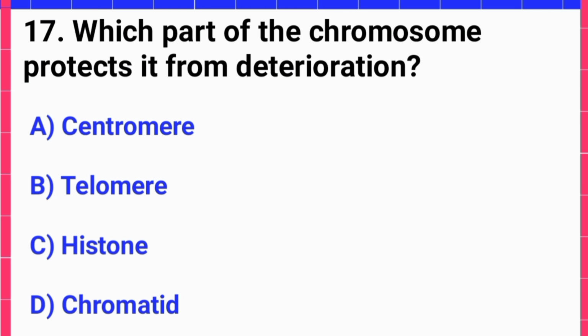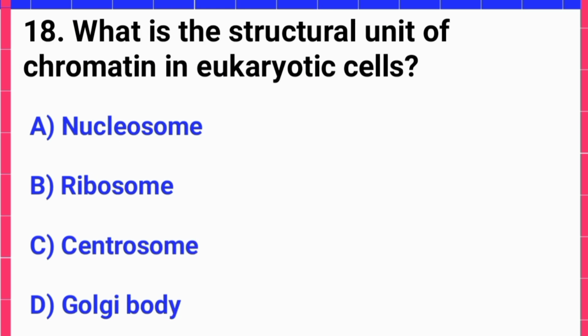Question number 17. Which part of the chromosome protects it from deterioration? The right answer is option B. Telomere. Question number 18. What is the structural unit of chromatin in eukaryotic cells? The right answer is option A. Nucleosome.